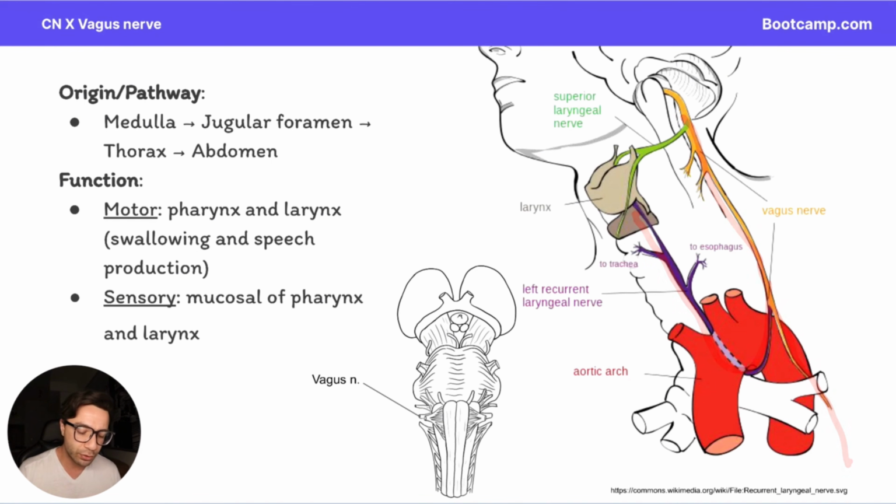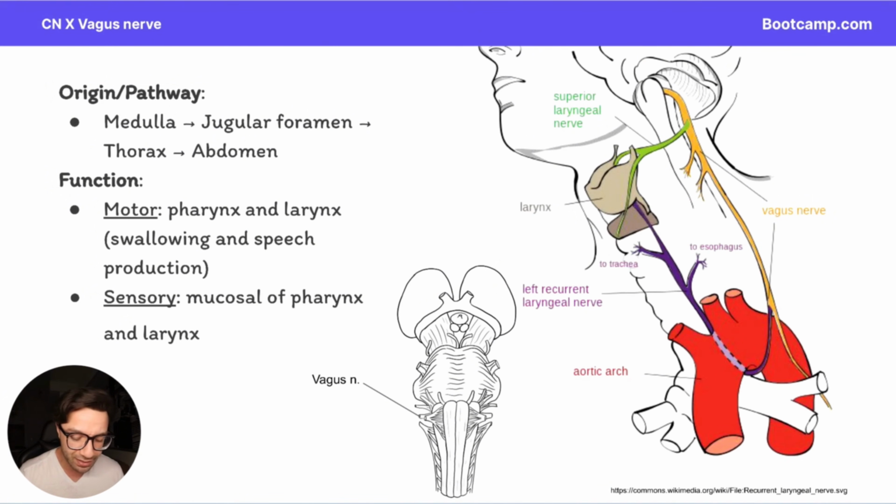And this is going to provide motor innervation to the pharynx and larynx. So this allows for swallowing and speech production. So these little branches right here, these are going to allow you to swallow. These ones going into the larynx and the recurrent laryngeal, these are going to allow you to produce speech. So this is involved in swallowing and speech production.